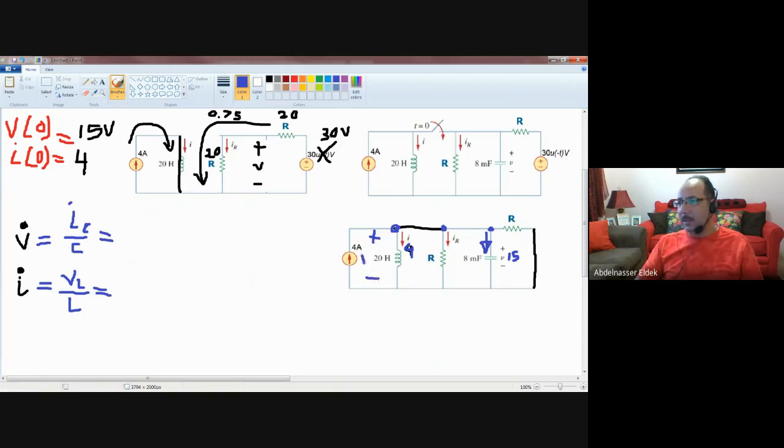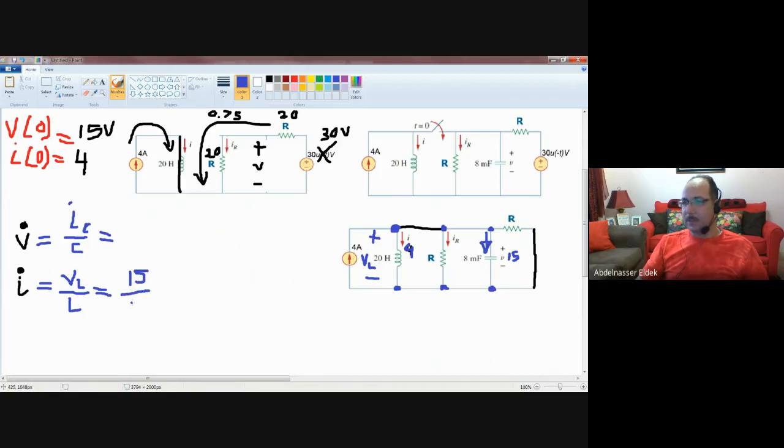This is VL. So VL here is easier. Why? Because the voltage between these 2 points, this one and the other point on the other side, is the same, because they are all parallel here, right? So the voltage across the capacitor is 15. I know that this is 15. So 15 will be applied directly on the inductor. The voltage across the capacitor is 15, so it will be the same on R, the same on L. So VL is just 15 volt.